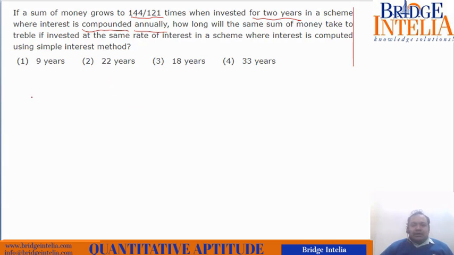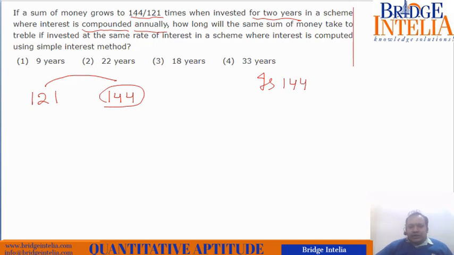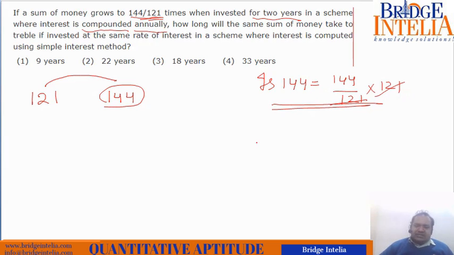You assume that you deposited 121 and 121 became 144. So what will you call this? Is 144 equal to 144 by 121 times of 121 or not? You tell me, is this true or not? So yes, this is true.